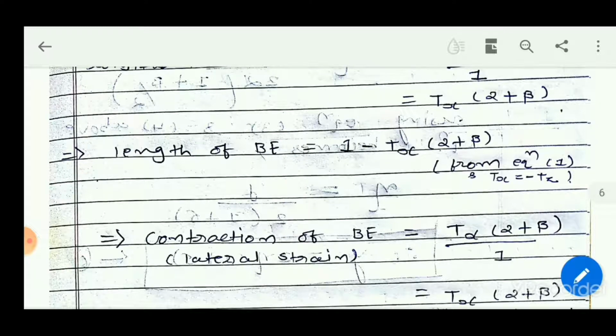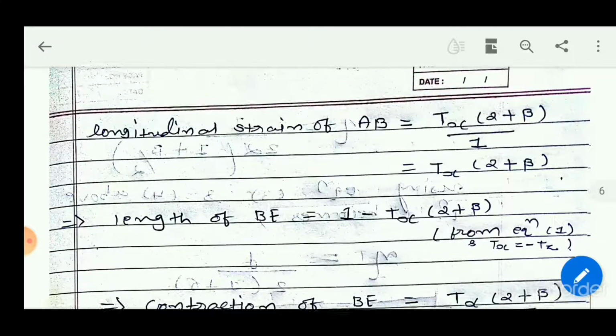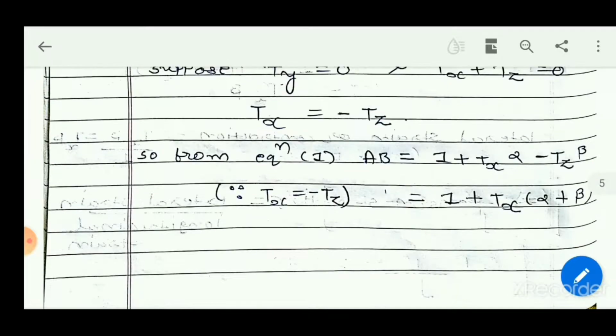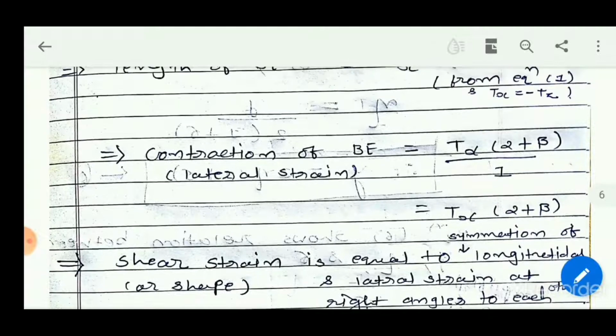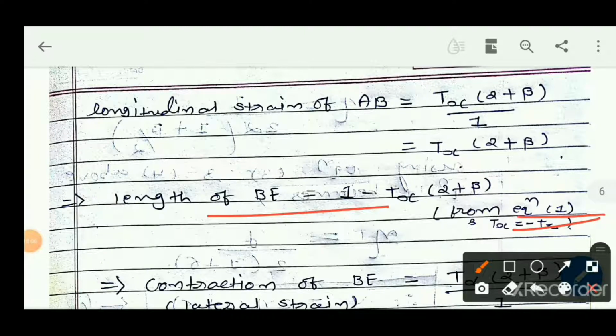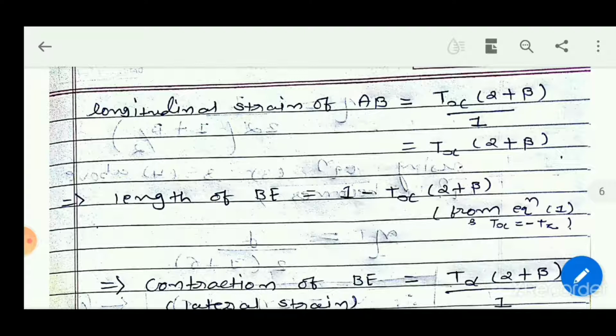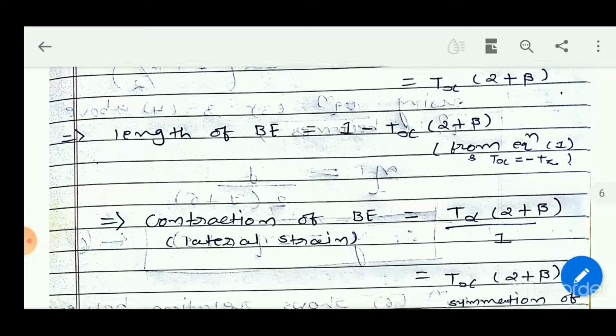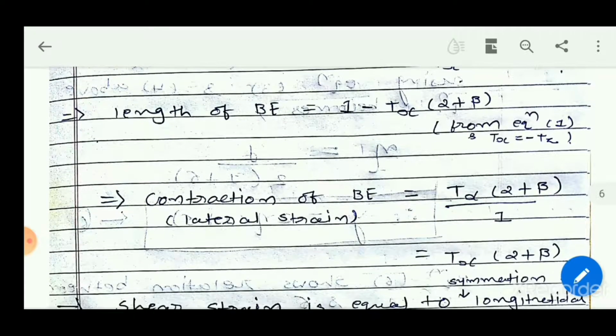So from equation 1, you can find this easily, in which we derived AB, B, and the lengths of the 3 edges. So 1 minus Tx alpha plus beta.